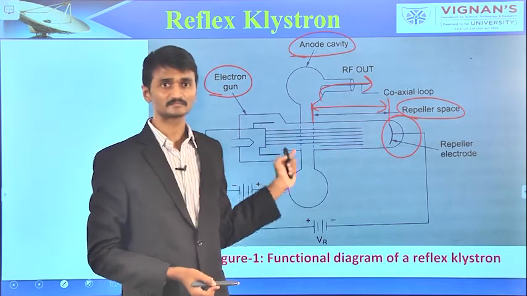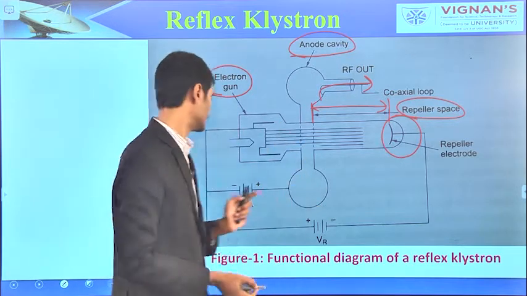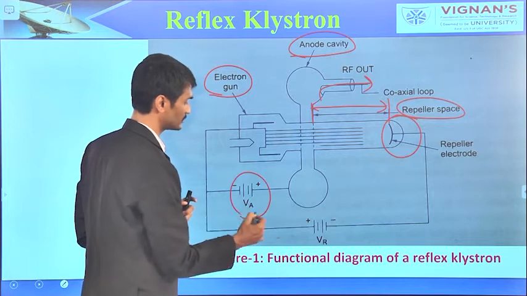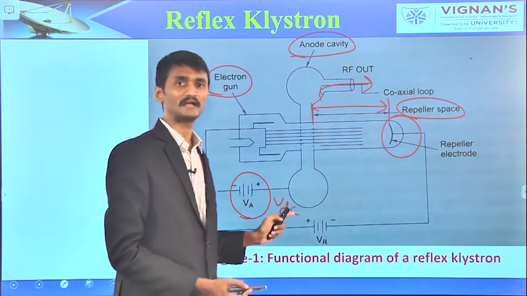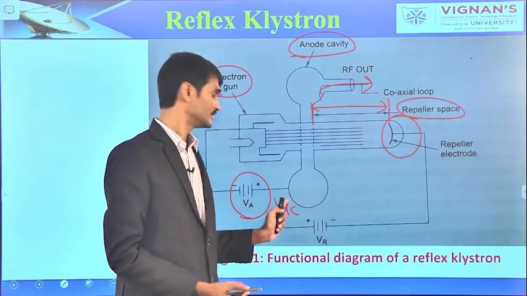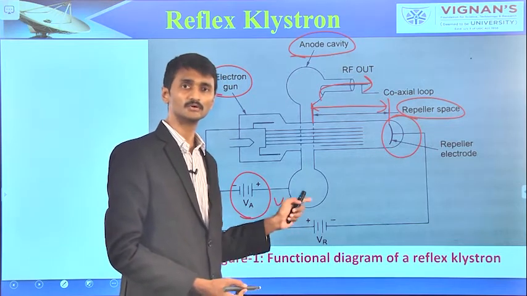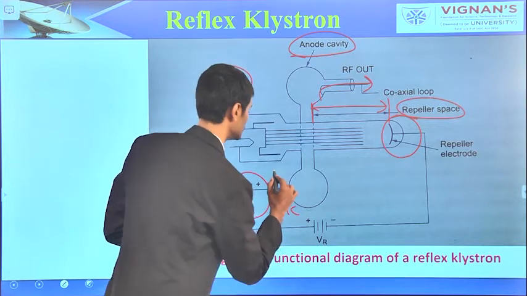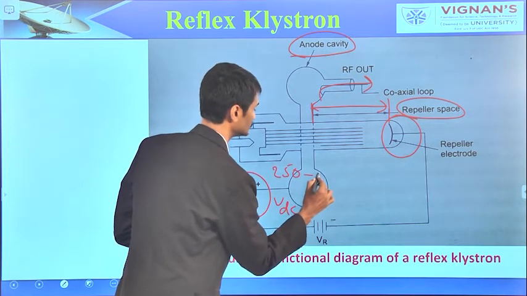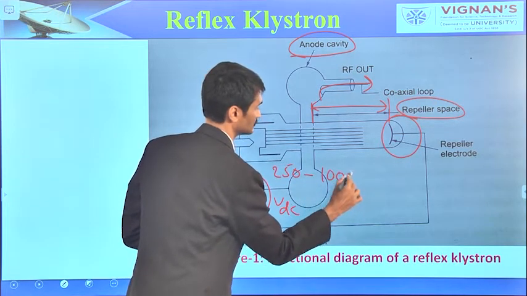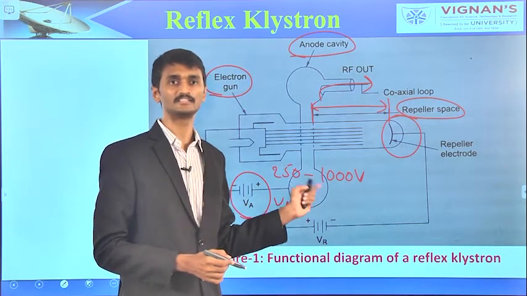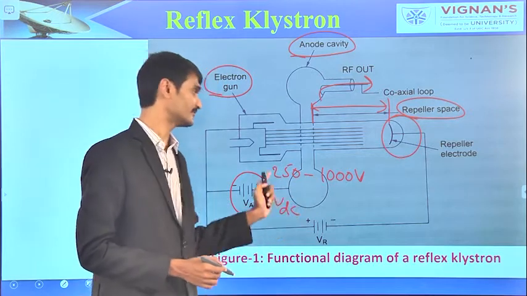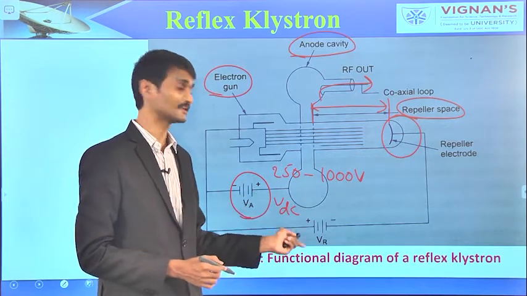Here is the accelerating DC voltage, VA, sometimes also called VDC. Its range is between 250 to 1000 volts. So we have the accelerating DC voltage of the anode and the cavity, and the repeller voltage.